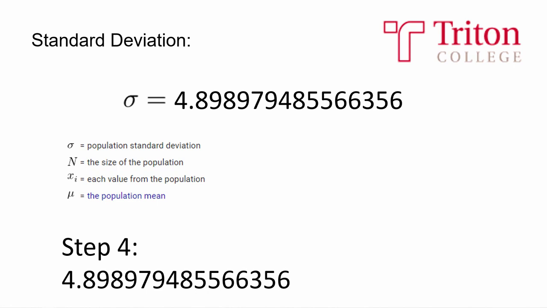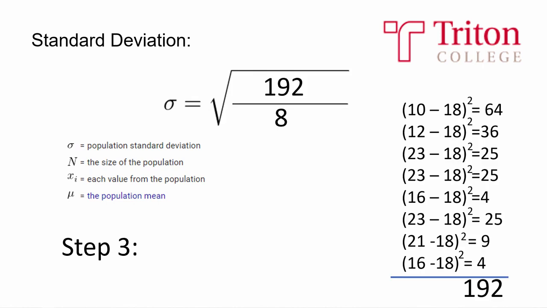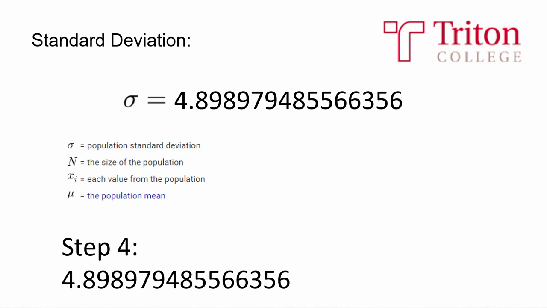So step 4, we just basically get our standard deviation. Our standard deviation is 4.89 minutes. So this is where things are going to be anticlimactic, right? Because you're like, okay, so what? We have an average of what? Our average is 18 minutes with a standard deviation of 4.89 minutes.